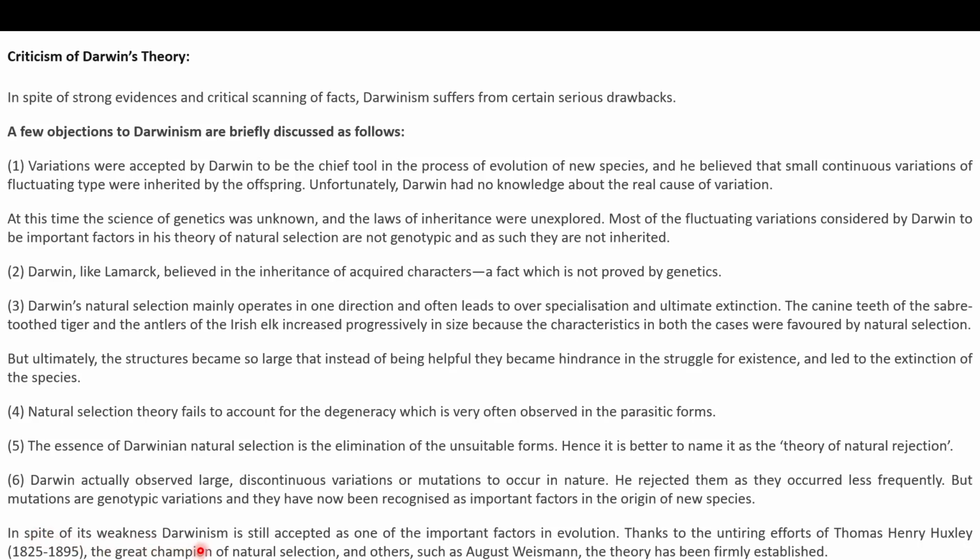So, in spite of its weaknesses, Darwinism is still accepted as one of the important factors in evolution. Thanks to the untiring efforts of Huxley, the great champion of natural selection, and others like Weismann, the theory has been firmly established.